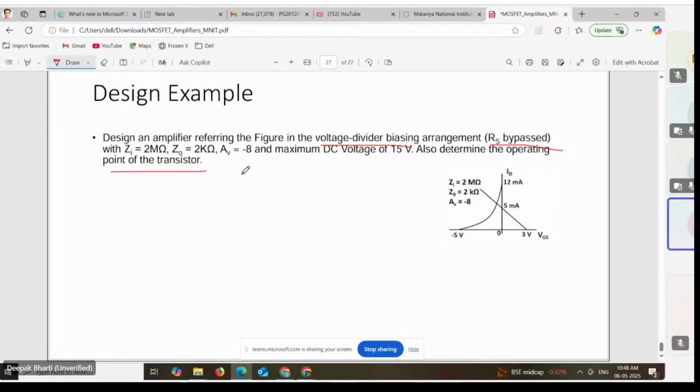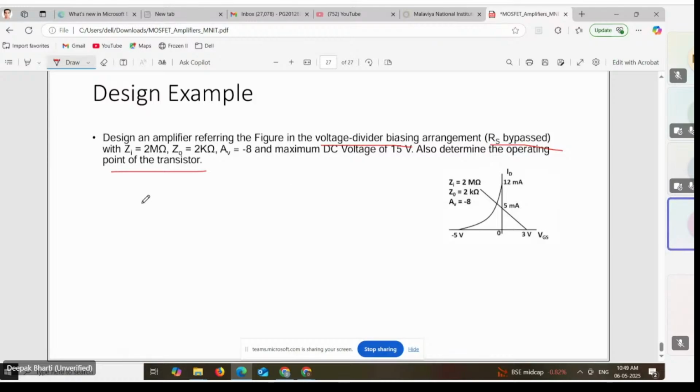Okay. So if we look at this, the problem statement does not tell us about the type of the MOSFET, whether it is depletion or enhancement. But if we look at this figure, we can easily identify that this is a depletion type MOSFET because IDSS and VP is given. So this is the typical transfer characteristics of your depletion MOSFET. So we have to design a voltage divider biasing arrangement amplifier using depletion MOSFET.